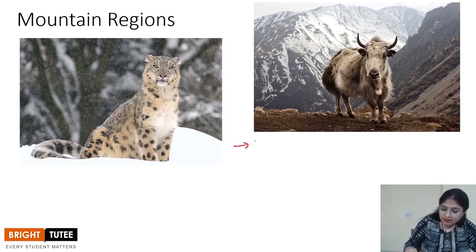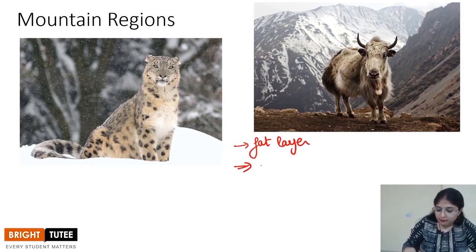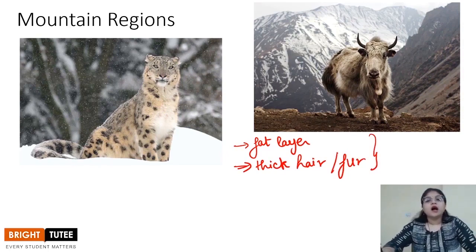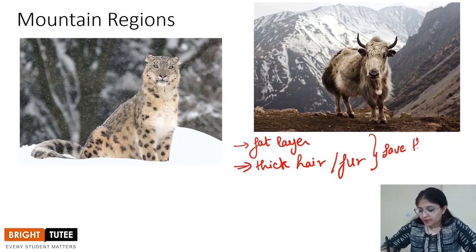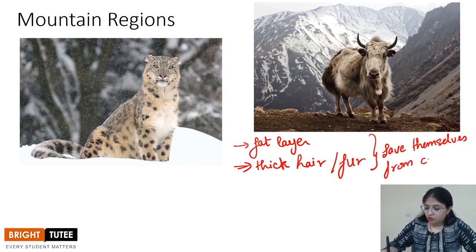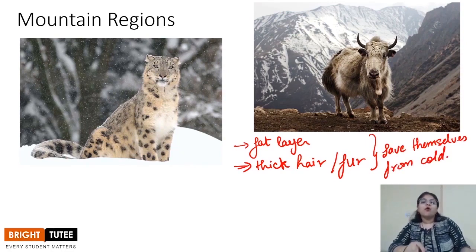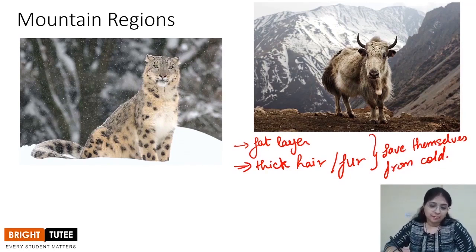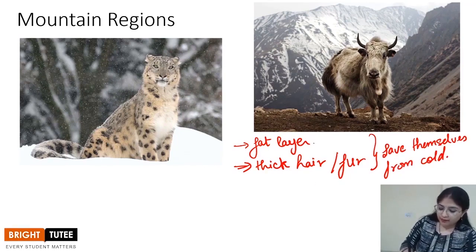So the first thing that they have is the fat layer, and apart from that they also have thick hair or fur, right? Both of these adaptations are to save themselves from cold, right? So that their body remains warm as these provisions are made. Apart from the fat layer, they also have thick skin. All of these are present to protect themselves from the cold.